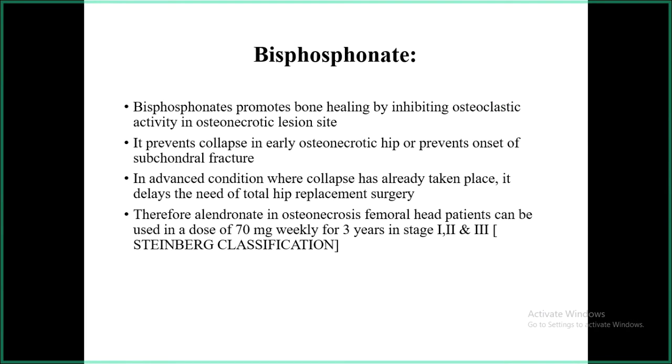Bisphosphonate. Bisphosphonates promote bone healing by inhibiting osteoclastic activity in the osteonecrotic lesion site. They prevent collapse in early osteonecrotic hip or prevent onset of subchondral fracture. In advanced conditions where collapse has already taken place, they delay the need of total hip replacement surgery in young age. Therefore, alendronate in osteonecrosis of the femoral head patients can be used in a dose of 70 mg weekly for 3 years in stage 1, 2 and 3.